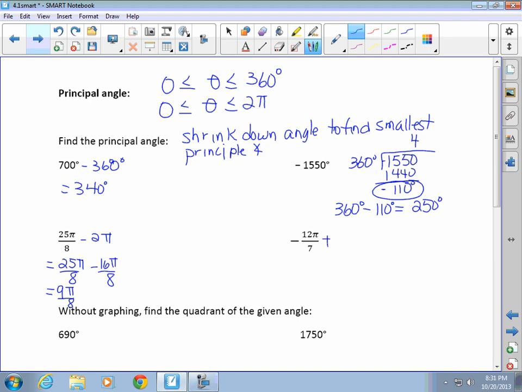So I need to use my 360. It has to be between 0 and 360 degrees. So if I add my 2 pi onto here, I have to do the same thing. I have to change it so that it's a common denominator. So if it's over 7, that means that this is going to be 14 pi over 7. So negative 12 pi plus 14 pi over 7 leaves me with 2 pi over 7. And it's between 0 and 2 pi, so I know my answer is correct.